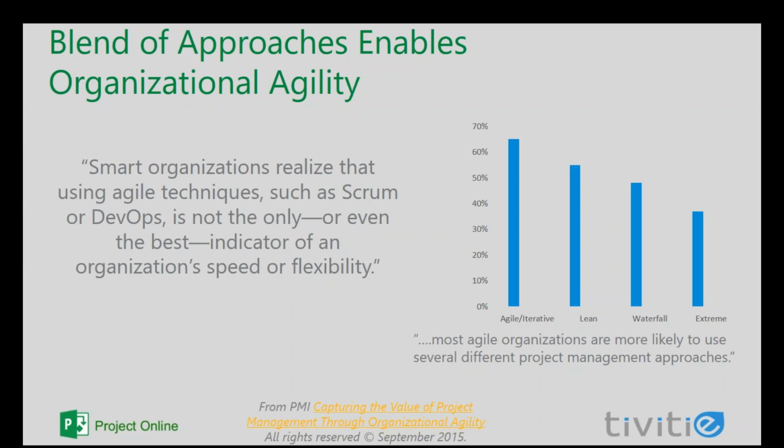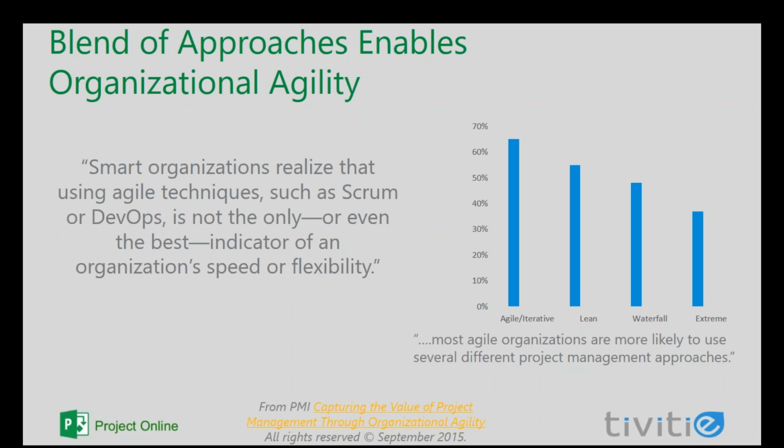So a blend of approaches seems to be something that's happening probably on a more regular basis out there. Organizations are doing Agile in parts or for some types of projects, but a lot of organizations, and I think the more progressive ones, realize that using Agile techniques such as Scrum or DevOps on the delivery side of things are not the only or even the best indicator of an organization's speed or flexibility. It's finding the right methods and the right approaches for the right projects or the right initiatives that really is going to make us more effective and more agile.